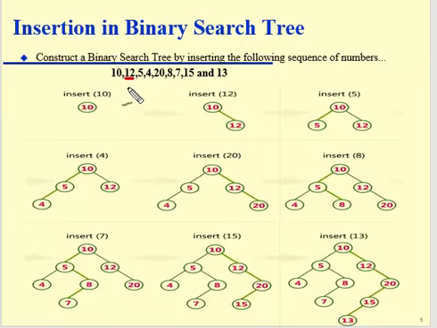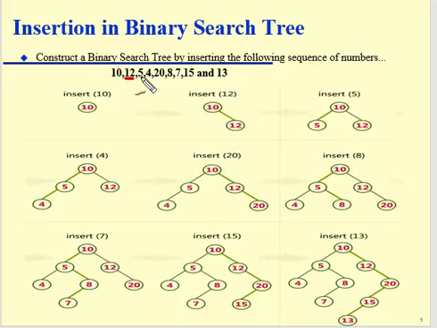Okay, now compare 12 with 10. 12 is what? Greater than or lesser than? It is greater than. So 12 should come towards the right side. So what we will do? We will make a right child of 10 and we will store 12 over here. Okay, why? Because 12 is greater than 10.